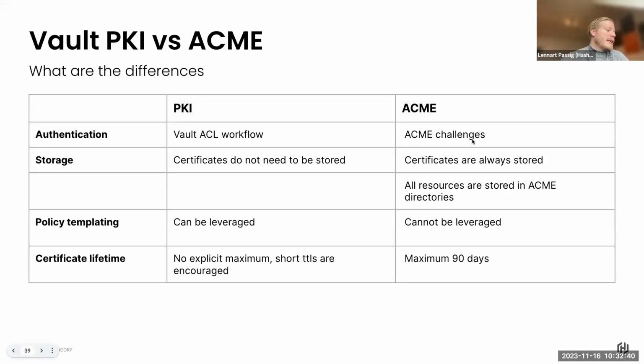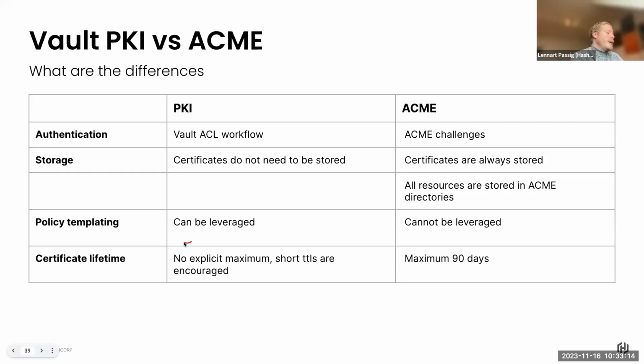The storage is also different. While in Vault PKI the certificates do not need to be stored, the certificates in ACME are always stored. When it comes to policy templating, we can leverage it, meaning we can work with the Vault agent, for example, or other methods. We can't leverage it in ACME because it's not the standard of ACME to have support for Vault templating, obviously, because it's an RFC.